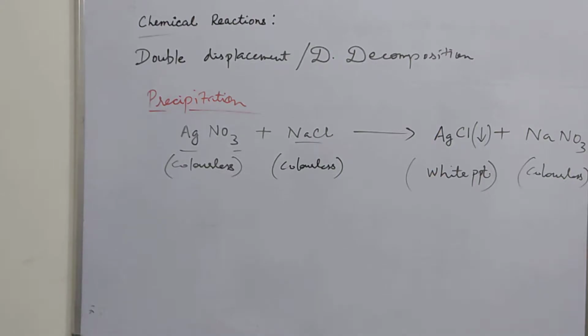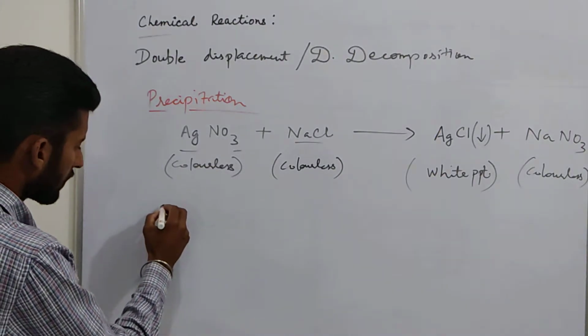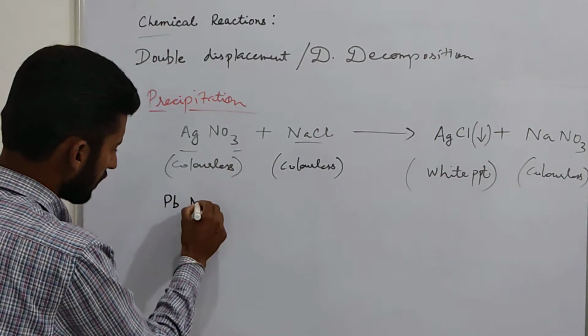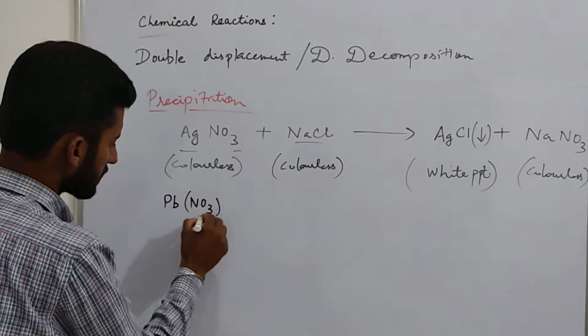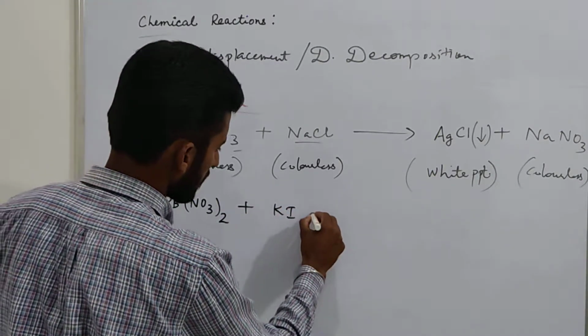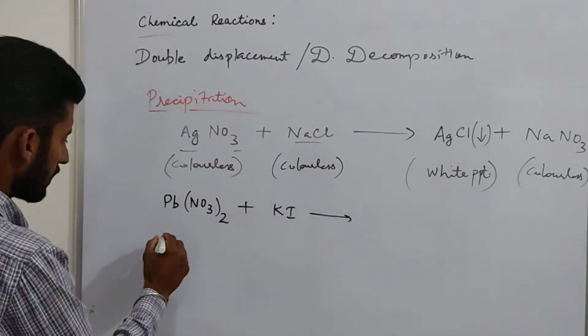Similarly, when a particular lead nitrate solution is mixed with potassium iodide, again both are colorless.